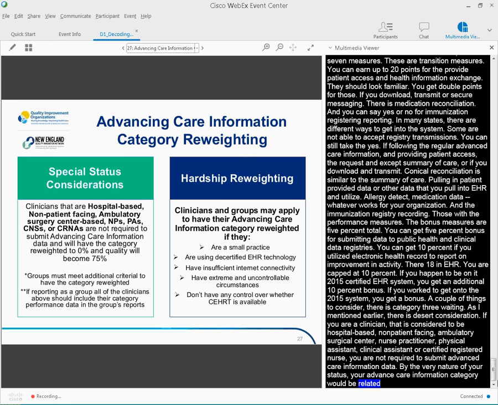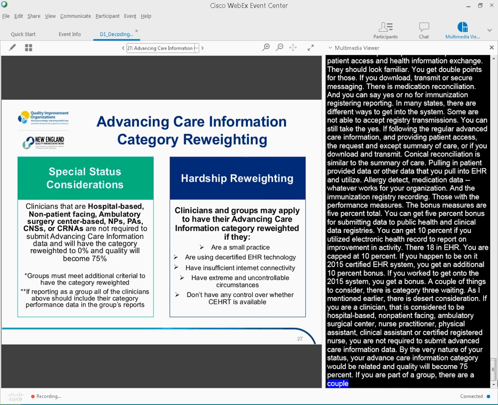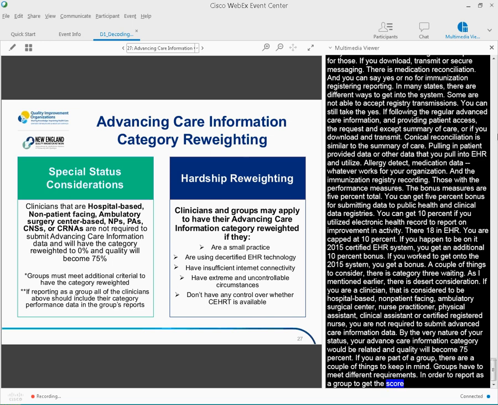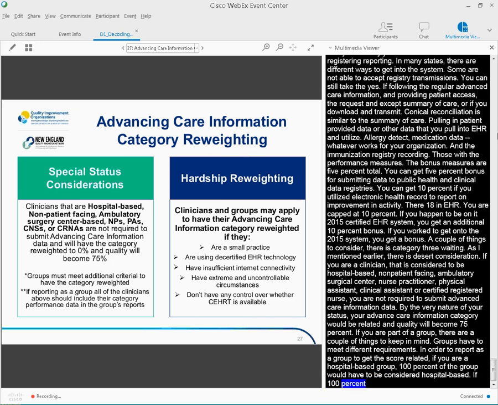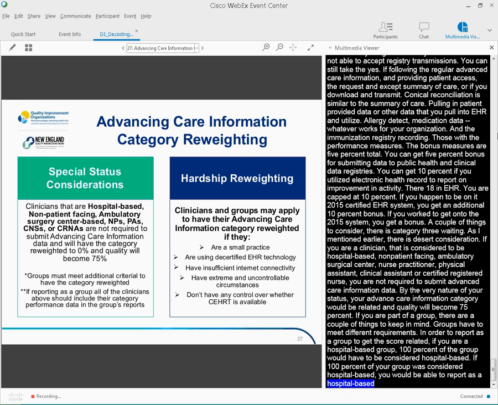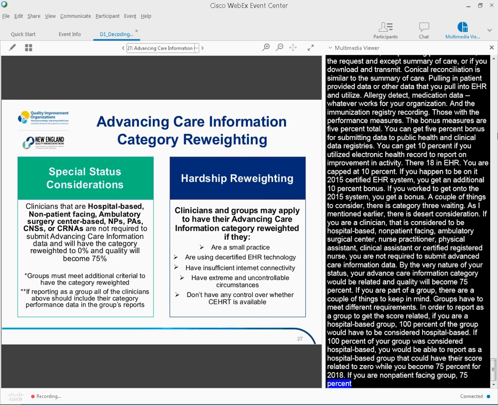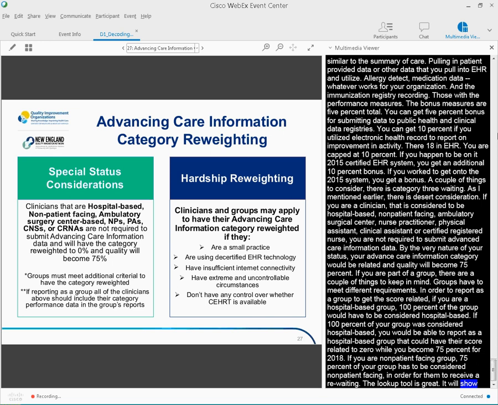If you are part of a group, there's a couple things to keep in mind. Groups have to meet different requirements. So in order to report as a group that would get their score reweighted, if you are in a hospital-based group, 100% of that group would have to be considered hospital-based. If 100% of your group was considered hospital-based, then you would be able to report as a hospital-based group that would have their category score reweighted to 0, and quality would become 75% for 2018. If you are in a non-patient-facing group, then 75% of your group would also have to be considered non-patient-facing in order for them to receive the same reweighting. So just keep that in mind. The lookup tool is great, and it actually will show you if, as an individual, you're considered whatever special status, or if your group is considered whatever special status.